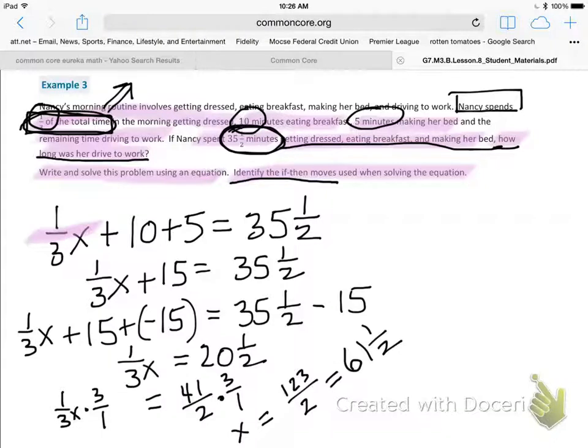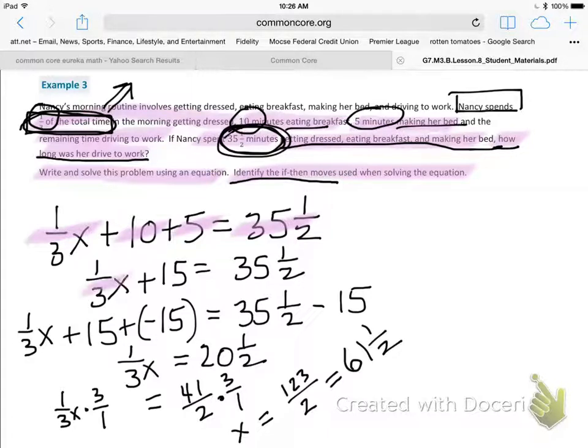So if you want to maybe go back and do it over again without looking at the whole thing, but maybe just looking at the first line, the first expression or equation. Anyway, that was 1/3 x. Then of course plus 10, so they're giving me numbers here, and then plus 5. That comes from the eating breakfast and the making her bed. And all of that we know, because it tells us in here, is 35.5 minutes. All right, so first we solve that equation. And if we do solve that equation, we can see what we do here.